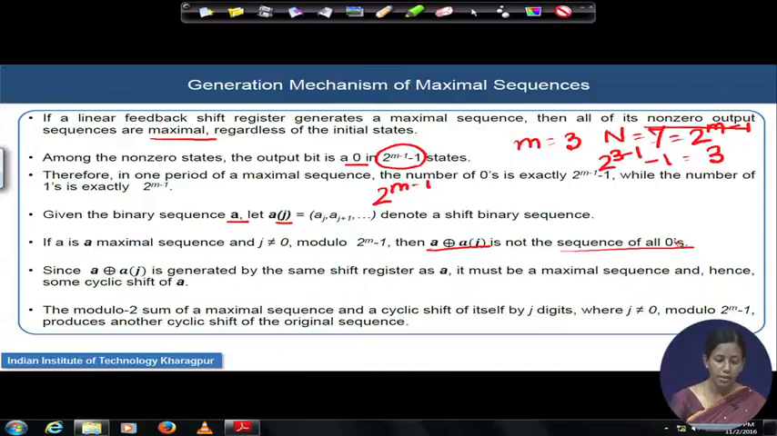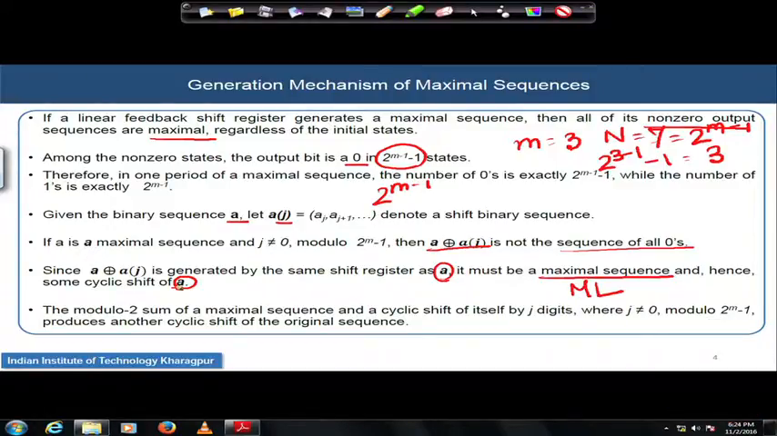And since A XOR AJ is generated by the same shift register from which A was generated, definitely A XOR AJ will again be an ML sequence. This is a very unique property of ML sequences. Multiple ML sequences can be generated by giving a shift to the original sequence and doing the XOR operation between them. Hence we are giving a cyclic shift of A, and XORing A with the cyclic shift of A.